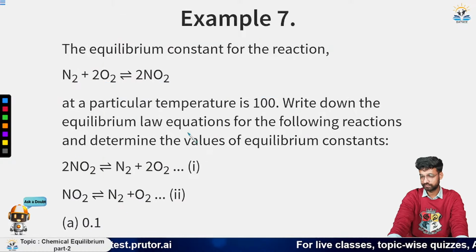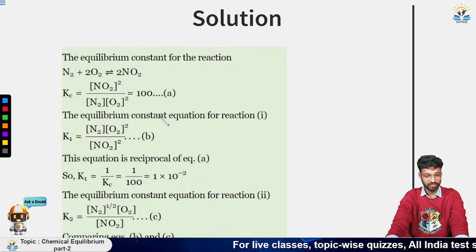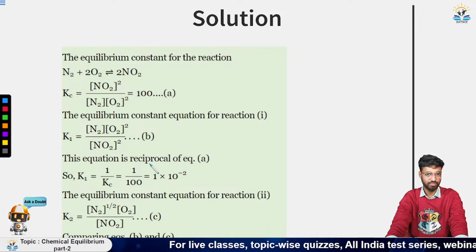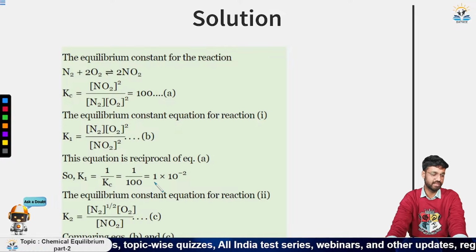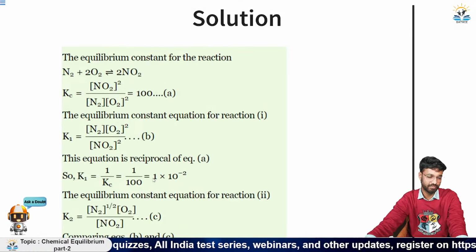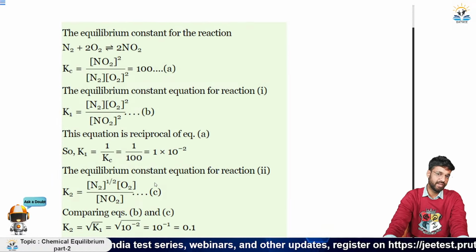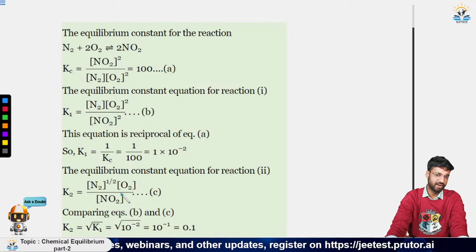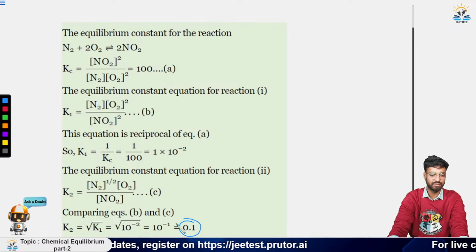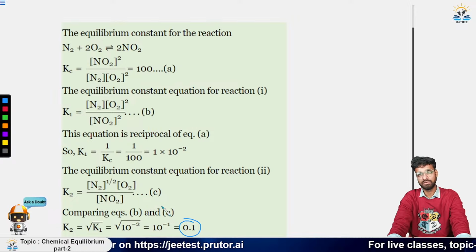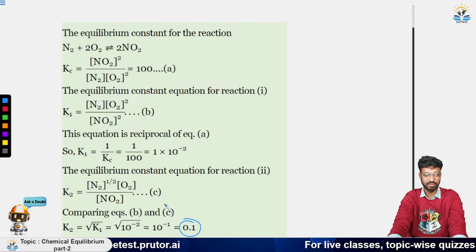Okay, the same things are written here. We reverse this reaction, we get the equilibrium constant's reciprocal. Then we have this multiplying by half, so we'll take K raised to the power half, which is 0.1. So it is done in a different manner, which is longer. I have told the shorter one.